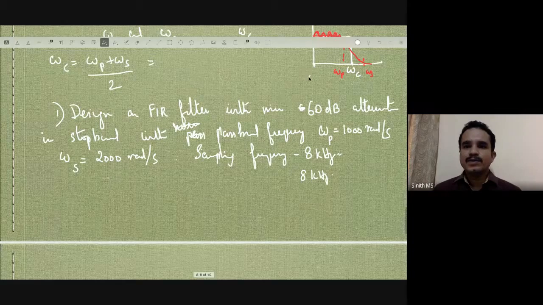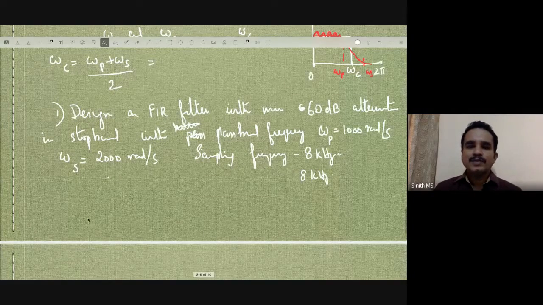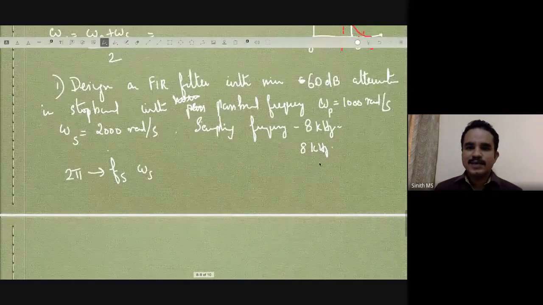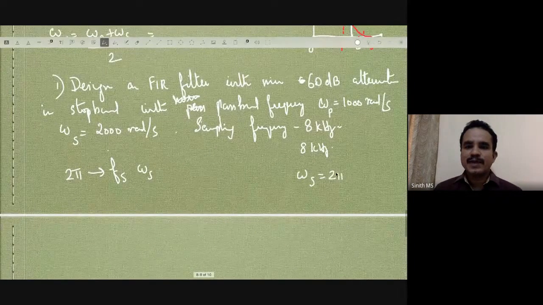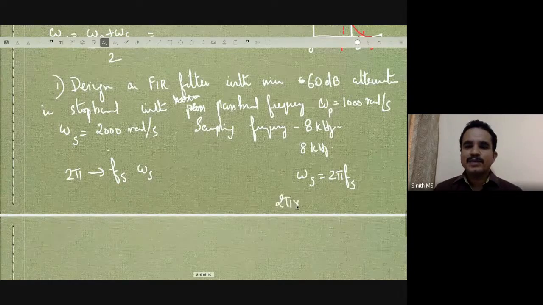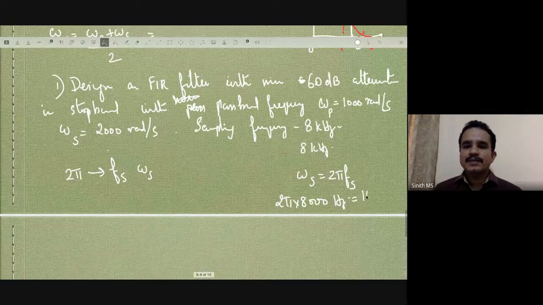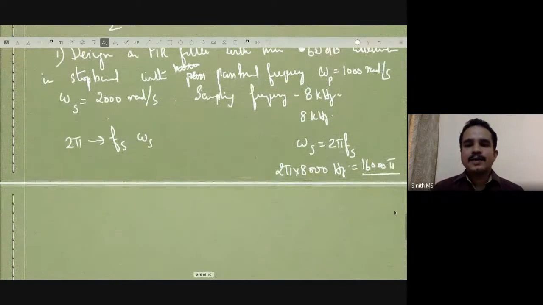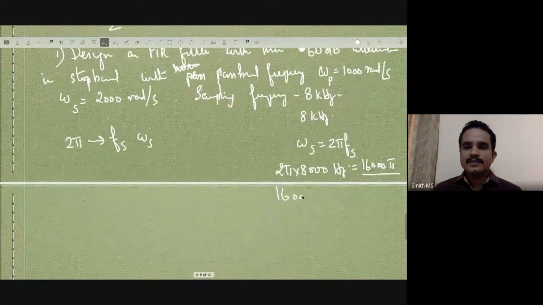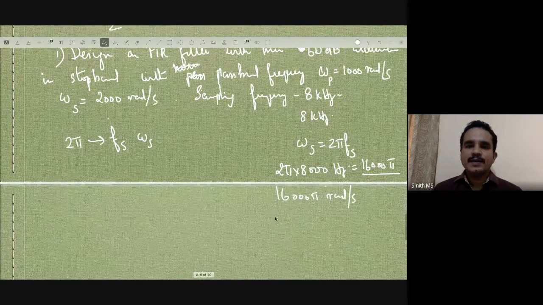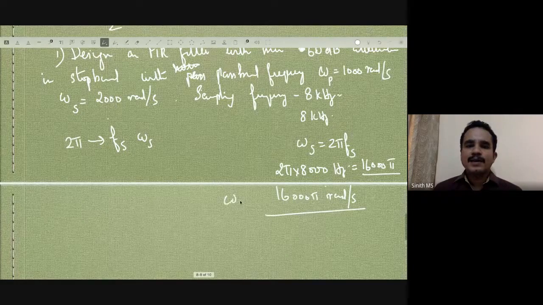So 0 to 2 pi, you have 0 to 2 pi. So 2 pi corresponds to basically Fs, or basically omega s, because you are considering angular frequency. So omega s is basically 2 pi Fs, is 2 pi into 8000 hertz, 16,000 pi radians per second. This is the omega s.